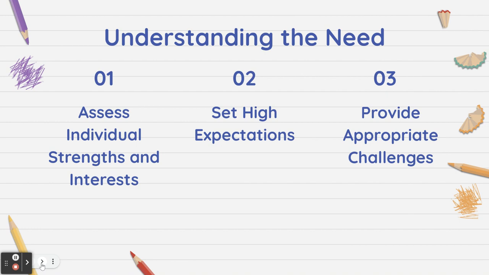First, a teacher needs to understand the needs of gifted students. Gifted students typically exhibit high levels of intellectual curiosity, creativity, and the ability to grasp complex concepts quickly. They may become disengaged if the curriculum does not meet their needs, potentially leading to underachievement or behavioral issues. To support them, a teacher needs to, number one, assess individual strengths and interests. Regular assessments and observations can help identify each student's strengths, interests, and learning styles.